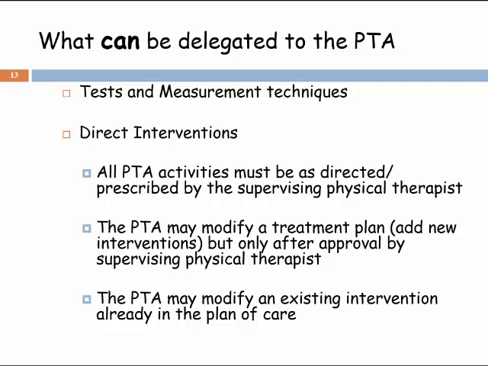What does this mean as it relates to the plan of care? What this means is that if a PTA wants to add a new intervention that wasn't originally documented in the plan of care by the physical therapist, they have to get permission to do so. So, for example, if a PTA thought a patient would benefit from an ultrasound treatment, but this is not in the original plan of care, they would have to get permission by the supervising physical therapist.